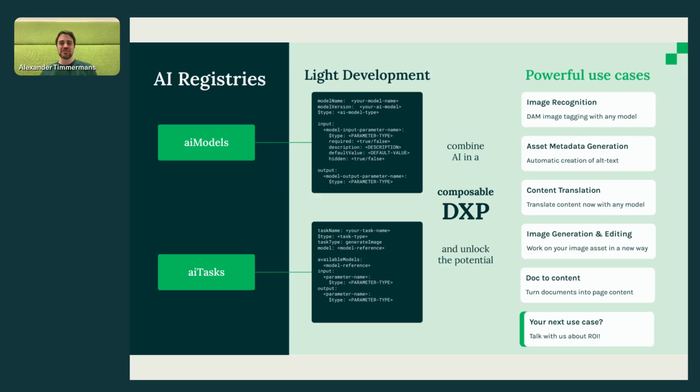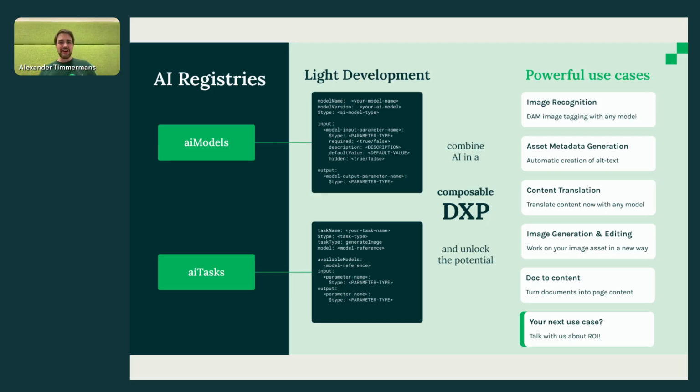Content translation: you already know our context translation module from the incubators, this extension. Now it's possible to use it with any model that you can configure through the AI Accelerator. We have image generation and editing, which I'm going to show a little bit later. Doc to content: you write a piece of content in Word or a Google document, you paste it and let it turn into components. And then your use case, there is a lot of potential.